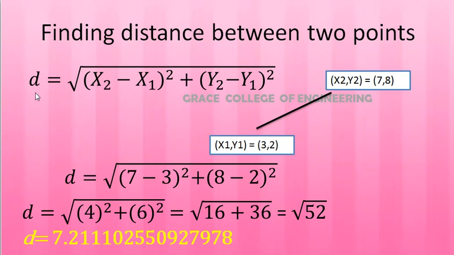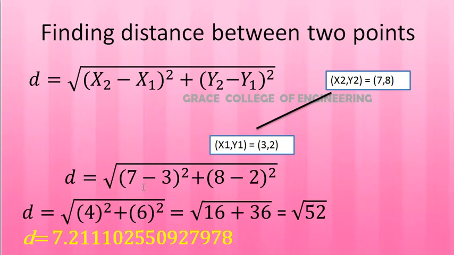The Euclidean distance formula is d is equal to square root of x2 minus x1 the whole squared plus y2 minus y1 the whole squared. Let's take the 2 points. x1 y1 value is 3, 2. x2 y2 value is 7, 8. Between these 2 points we are going to find the distance.